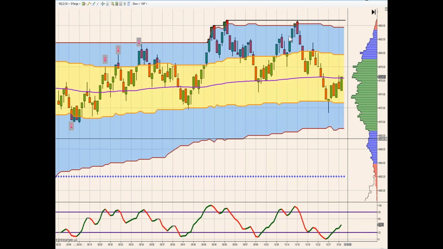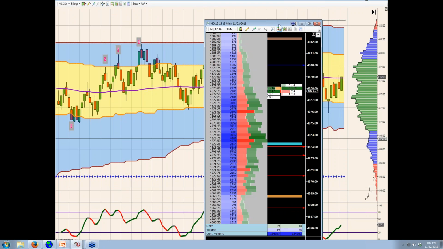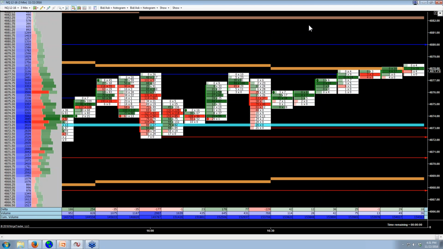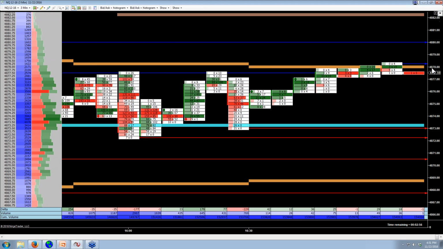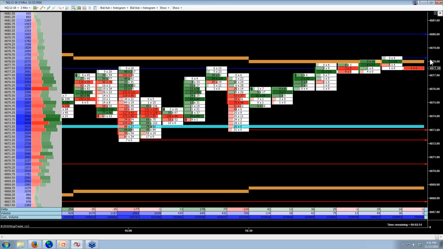All right, so I'm going to show you the NQ as well. I just want to show Jack the different types of volume in the footprint. Okay, so Jack, I just want to make sure that you're in front of your computer, and I'll show you real quick.